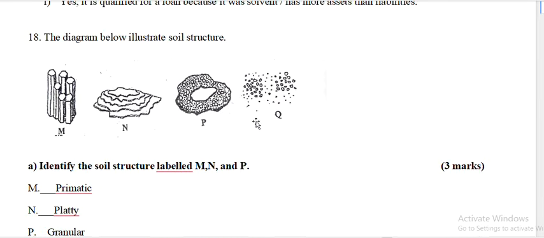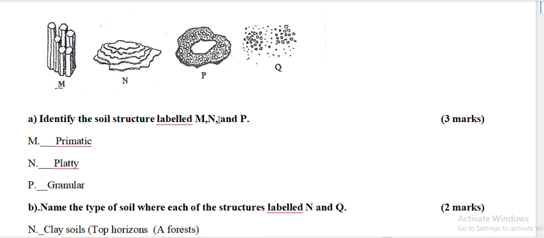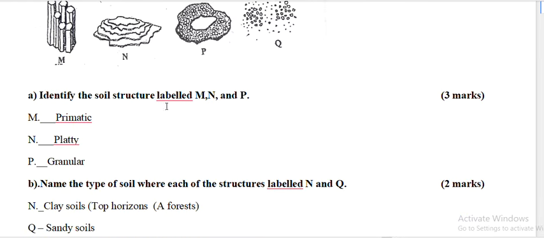Question 18. The diagram below illustrates soil structure. You can see M, N, P, Q. Identify the soil structure labeled M, N, and P. M, we have prismatic soil structure, as you can see. Then N, we have platy soil structure, looks like plates. Then P, we have granular soil structure. Then Q, single grain soil structure.